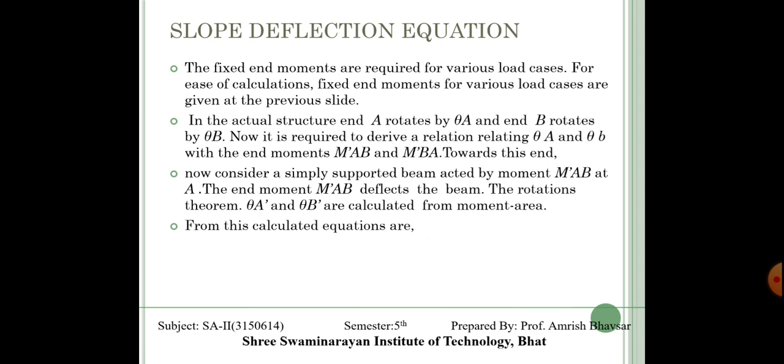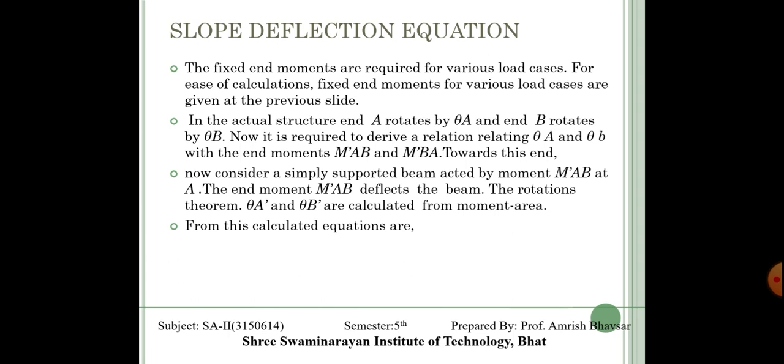Now what is the slope deflection equation and how can we get it? The fixed end moments are required for various load cases. For ease of calculation, fixed end moments for various load cases are given on the previous slide. In the actual structure, end A rotates by theta A and end B rotates by theta B. Now it is required to derive the relation relating theta A and theta B with the end moments, that is, moment AB and moment BA. Now consider a simply supported beam acted on by the moment MAB at A and the end moment MBA. The end moments deflect the beam, and the rotations theta A and theta B are calculated by the moment area method.